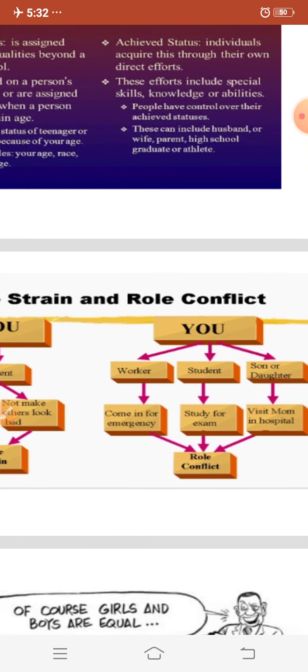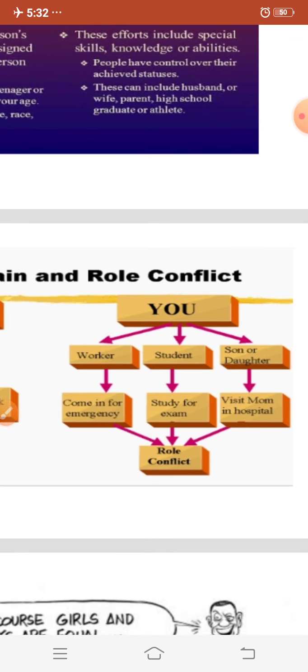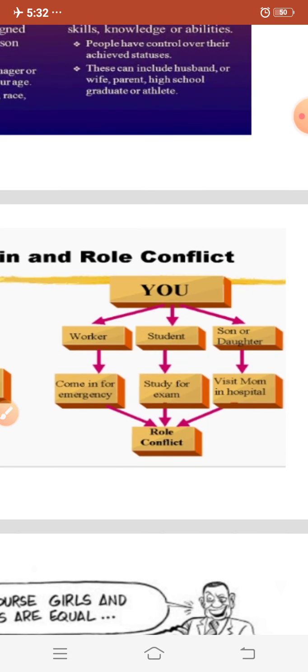Next is role conflict. What role conflicts are we facing? Worker, student, son or daughter come in for an emergency. Workers, students studying for an exam, and also a son or daughter visiting mom in hospital or any other emergency happening. If the deadline or the date and time are the same, then role conflict happens. At that particular time you decide which is more important. You have to play the dynamic role for your mother's purpose, or for the student purpose, or for the worker purpose. Which is more important for you? Then you have to choose. That is role conflict.